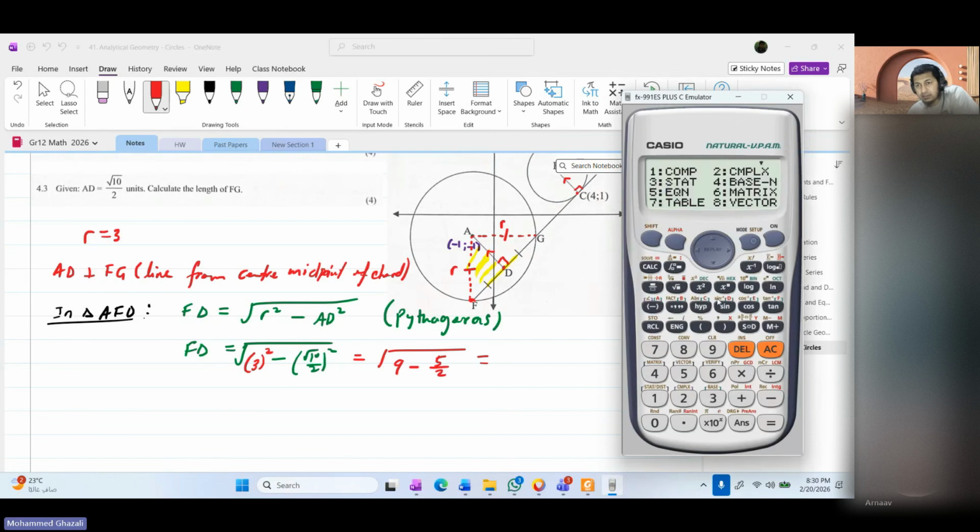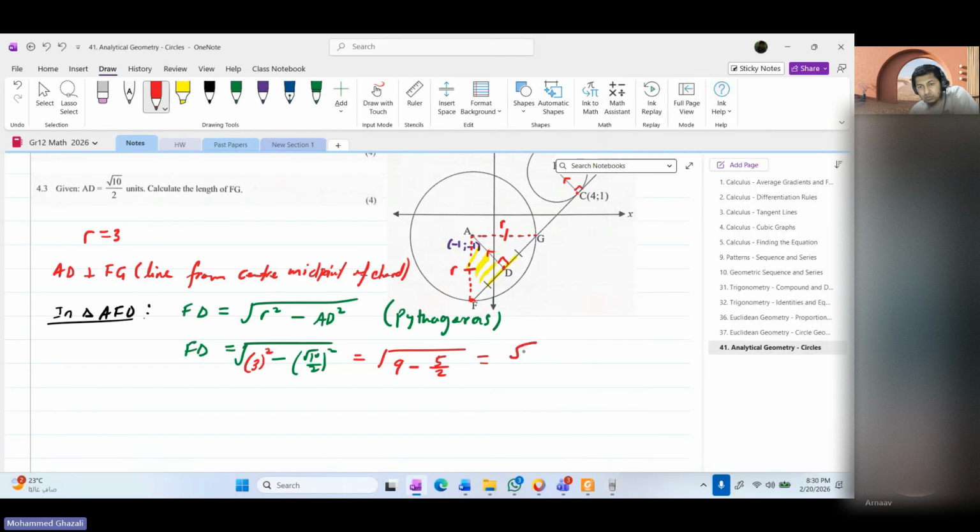Let's just put the whole thing. Square root of 9 minus 10 over 4, which is square root of 26 over 2. But now FD is root 26 divided by 2. This implies FG is equal to 2 times root 26 divided by 2, which is just square root of 26.